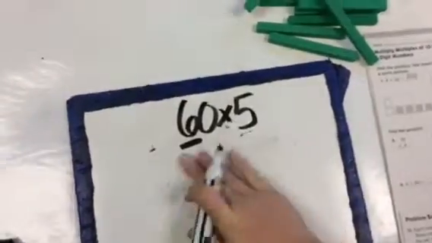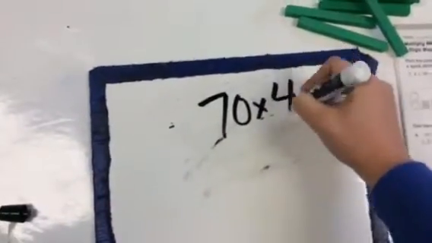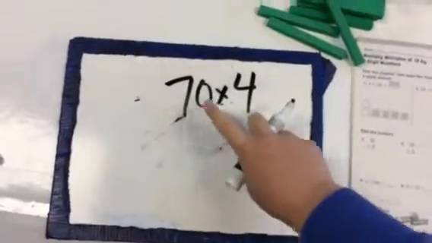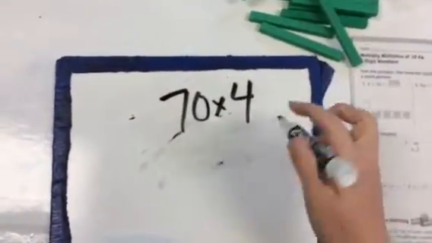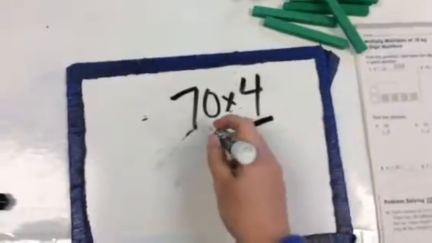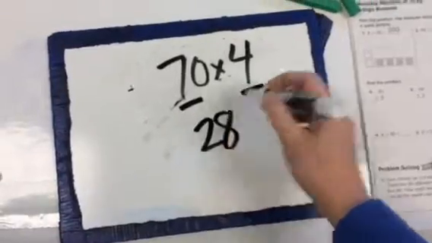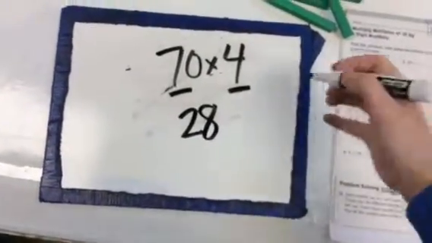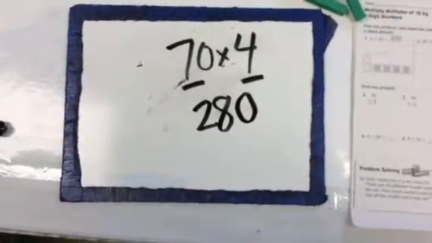Let's try another one with our trick. Let's try 70 times 4. I can make 4 groups with 70 in each using my 10 rods. Okay, I could add 70 up 4 times, or I can use my trick. So 4 times 7 is 28. Okay. How many zeros do I have? I have 1 zero, so I tack on 1 zero at the end, and that gets me to 280.